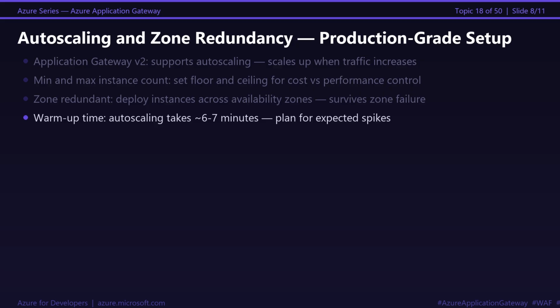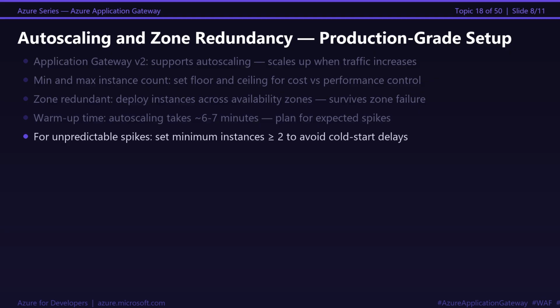Regional. HTTP and HTTPS. Use it for web applications in a single Azure region. Azure Front Door. Layer 7. Global. HTTP with CDN and Anycast routing. Use it when your users are worldwide and you need the closest edge to serve them.